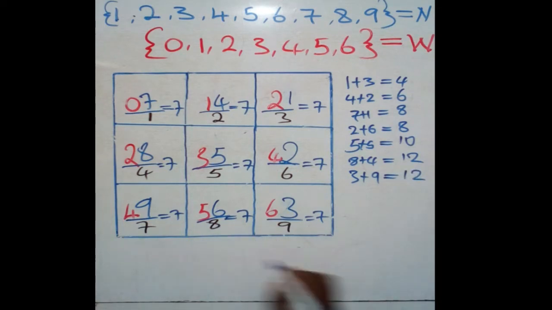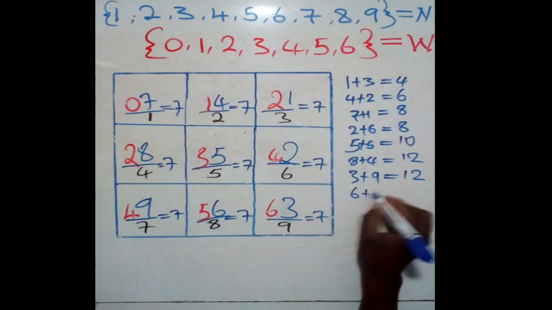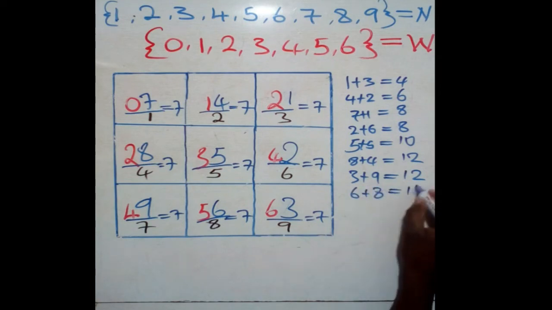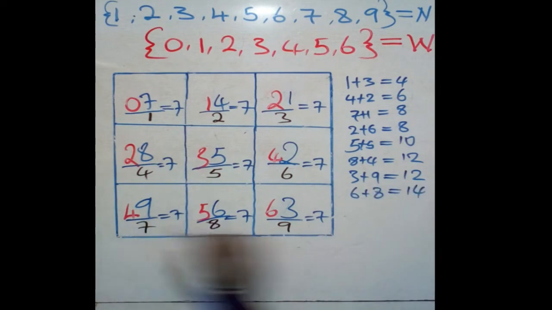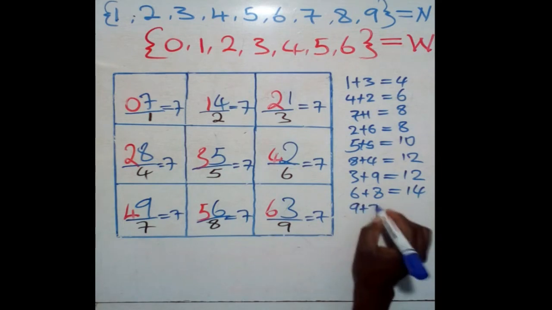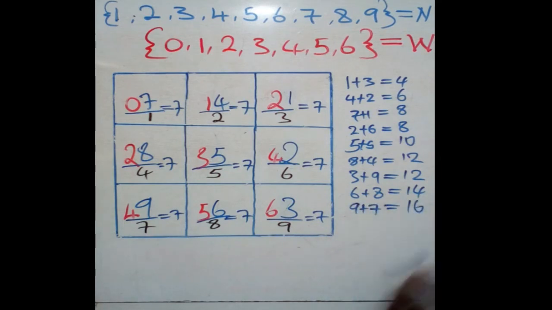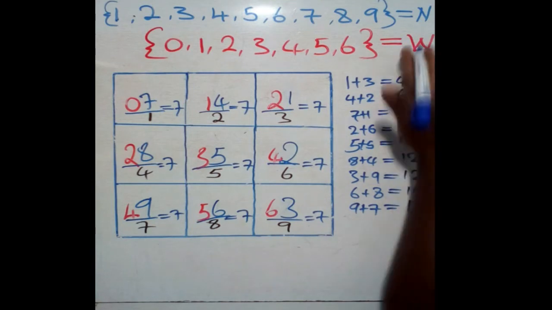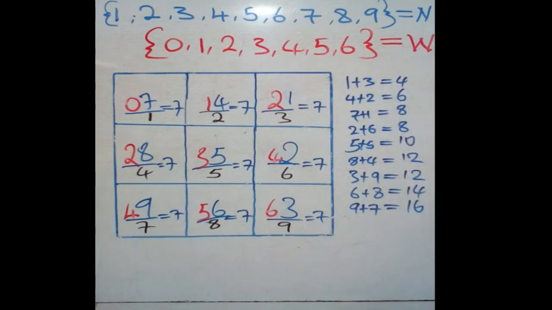What about 6 plus 8? 6 plus 8 will give us an even number 14. 9 plus 7 will give us an even number 16. So this is also a pattern of numbers that have a relationship.